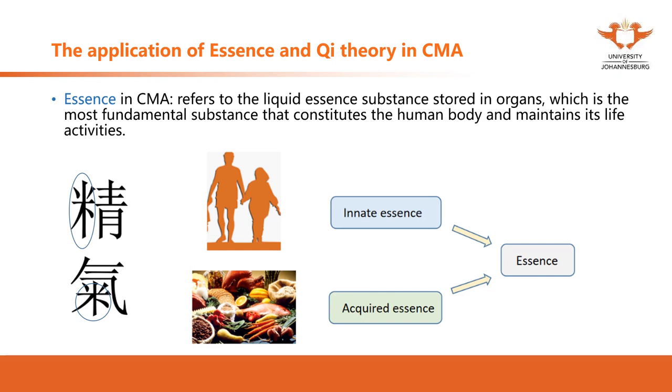In Chinese medicine, we think that essence is a kind of liquid substance. It's not something visible, but it's not the same as qi. When we discuss qi later, you will see the definition is quite similar, and when we discuss yin and yang, you will see why we separate these two definitions. The only difference is the liquid, concentrated form, which we call essence. It's stored in organs, nourishes the organs, and is the foundation of the human body and our life activities.